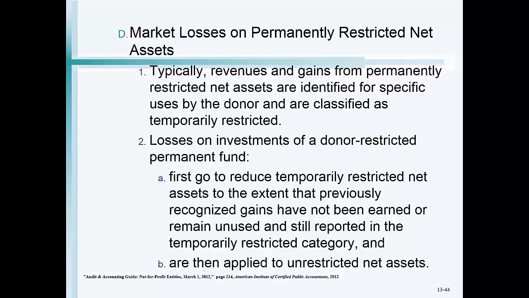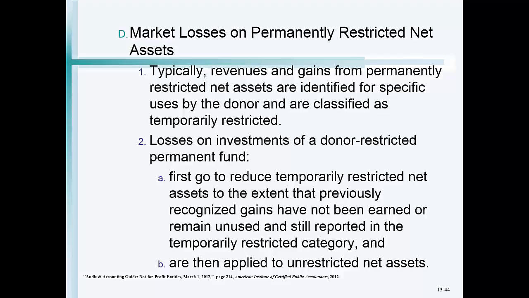We spend 10,000, so now there's what? 30,000 in there, and we have 50,000 saying losses. What happened? That 30,000 comes to zero, and the remaining what? 20,000 of losses would be reported where? In the unrestricted column. Okay?